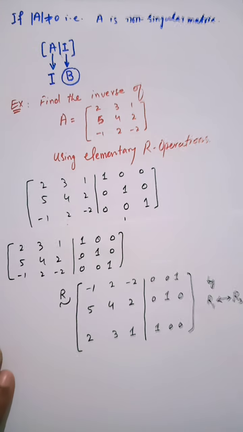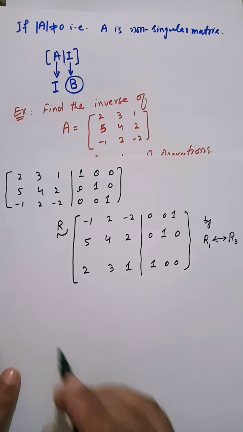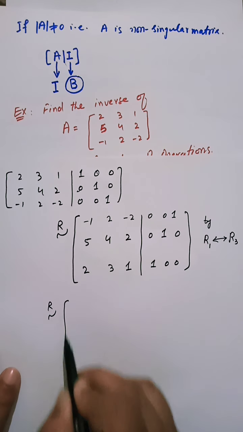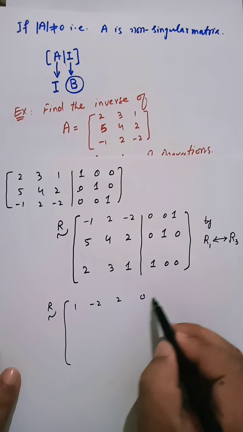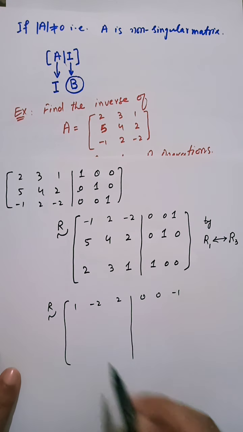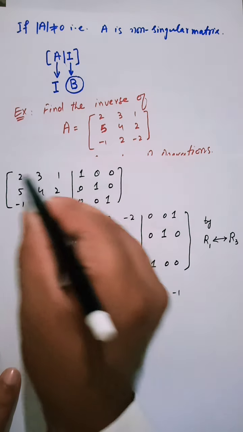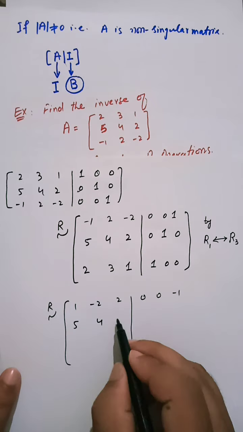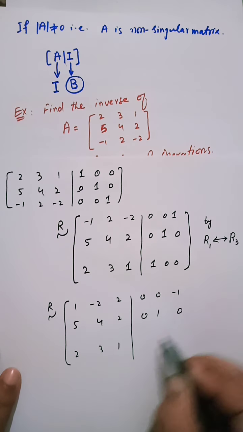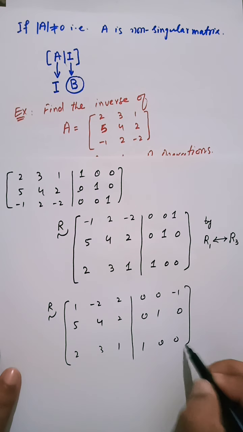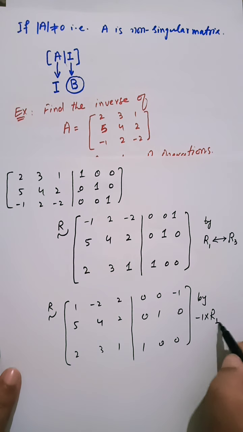Now multiplying R1 by -1, so this is +1, this is -2, this is +2, 0, 0, -1. So you see that this becomes +1. Our target is to convert this into the identity matrix: 2, 3, 1, 0, 1, 0, 1, 0, 0. So what we do? By multiplying R1 by -1.